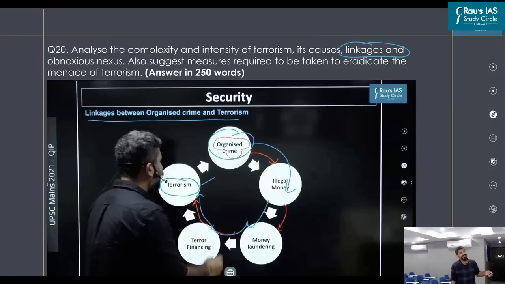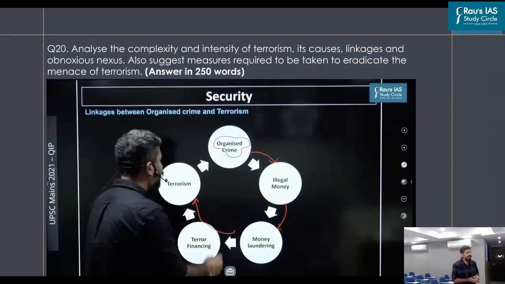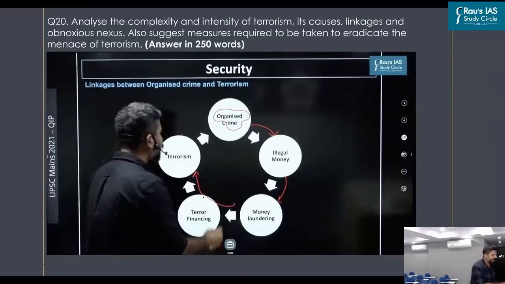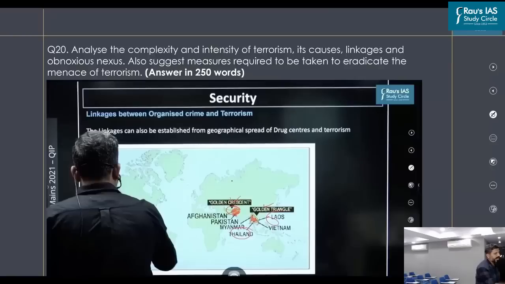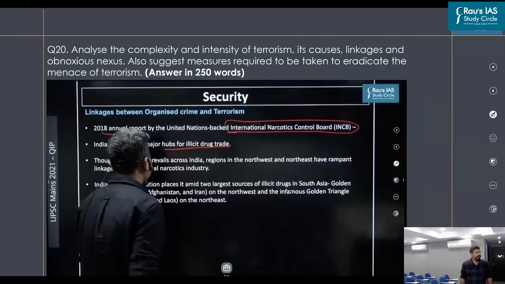Then again, a linkage can be drawn because of the geography of India. Look at the geography of India. We have the Golden Crescent on this part and the Golden Triangle on the eastern part, and both these make India vulnerable to the challenge of terrorism, because there is a nexus between organized crime and terrorism because of its unique geography. So this is what we discuss here.